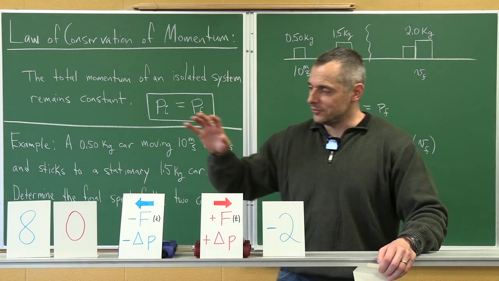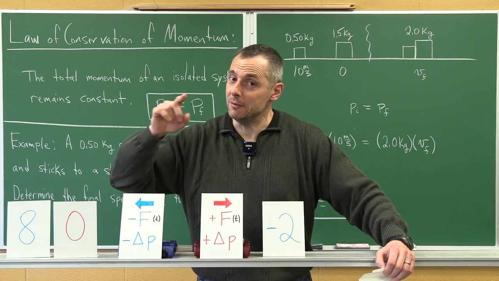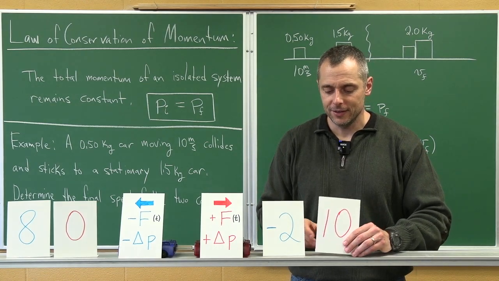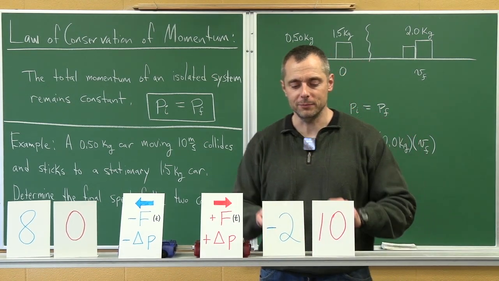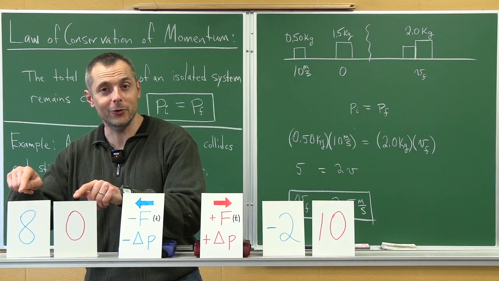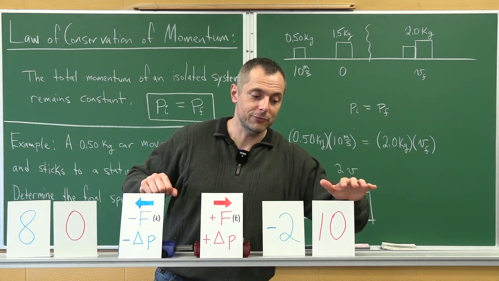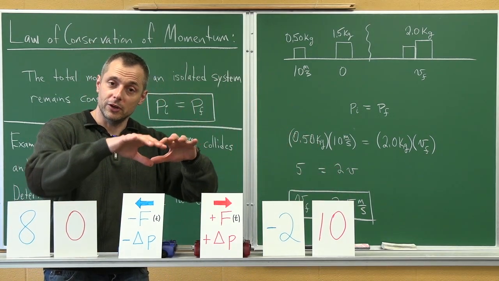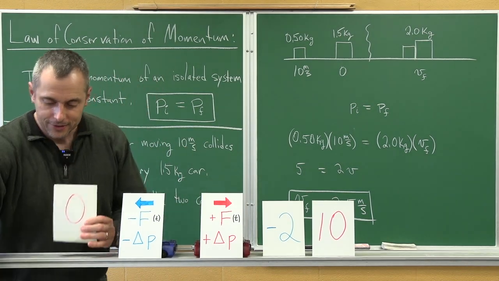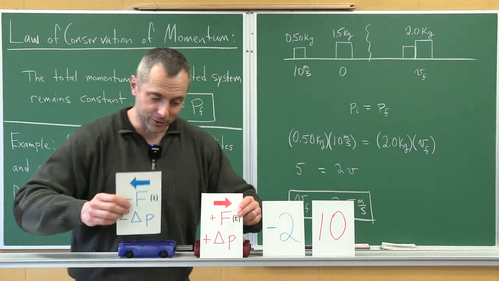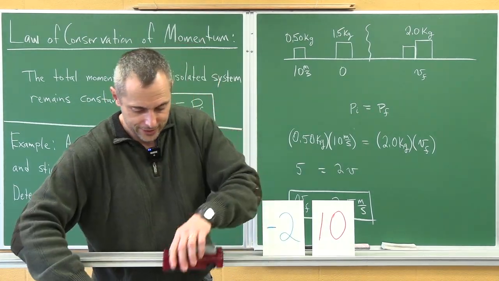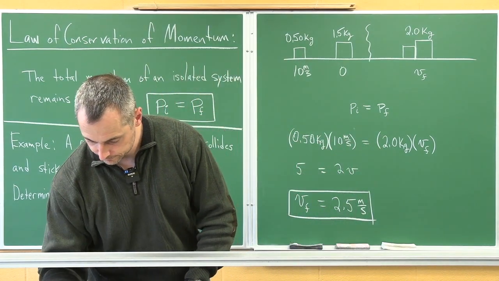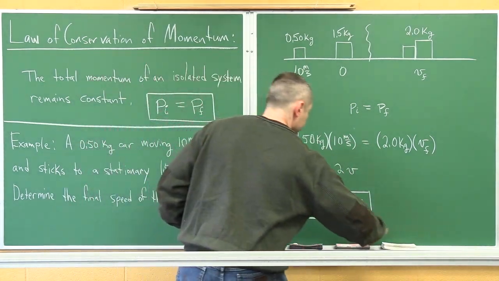Okay. System had 8 before. It must have 8 after. What do we have to add to this to have 8? The red car has to have 10 momentum. Now we have 8 after, just like we had 8 before. Pi equals Pf, okay? So those are the concepts of what's happening in this collision. Now, let's see if you can work through numbers, okay? So let me make some room.